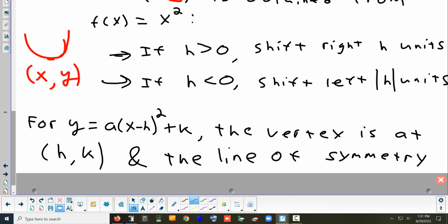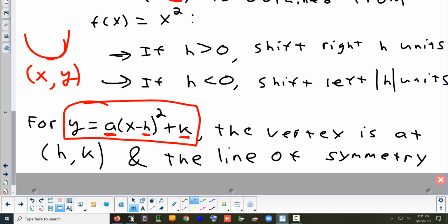That's why when we talk about an equation written like this, which has a vertical stretch, a shift, and another shift, the h value will control where the vertex ends up horizontally. In other words, we call that the x part of a coordinate. The k value controls where the vertex ends up vertically. We call that the y value. So looking at an equation in this format, you can tell where the vertex is by looking at your horizontal shift, comma, and then your vertical shift.